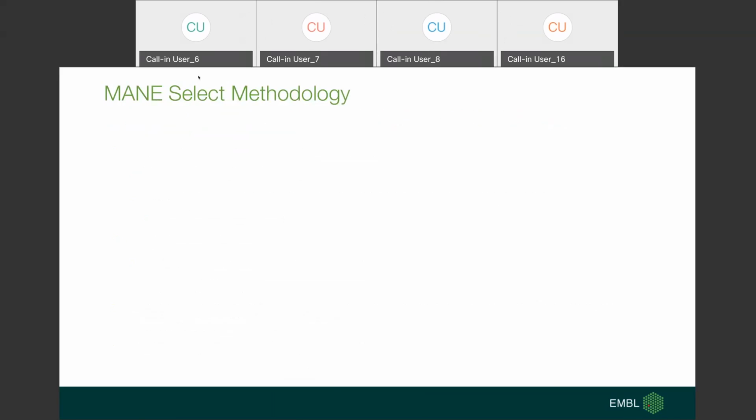So let me say something about the methodology so you understand how we've gone about selecting our Select. And the first point to make is that this is mostly an automated effort with a layer of manual review on top of it.